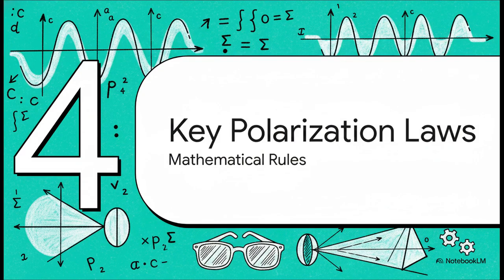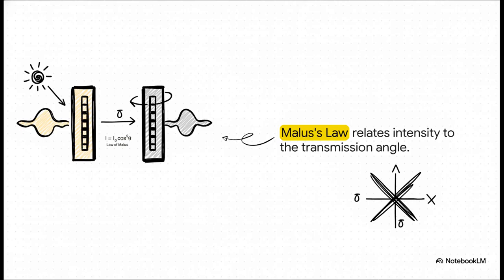Time for Section 4, Key Polarization Laws. We're shifting gears to the mathematical rules governing these phenomena. And listen, students, these formulas are absolutely essential for your exams and for real-world engineering. First up is the law of Malus. I equals I naught times cosine squared theta.